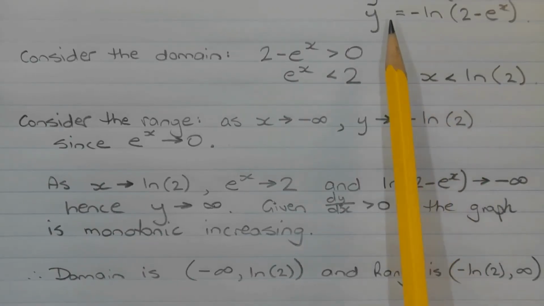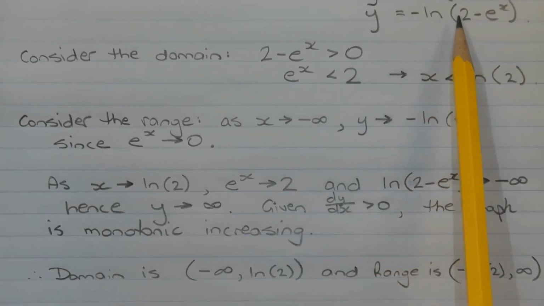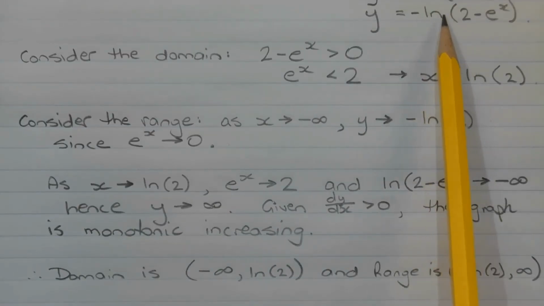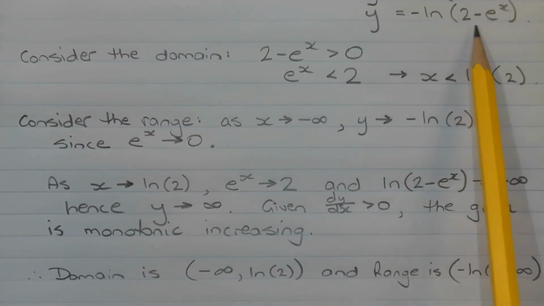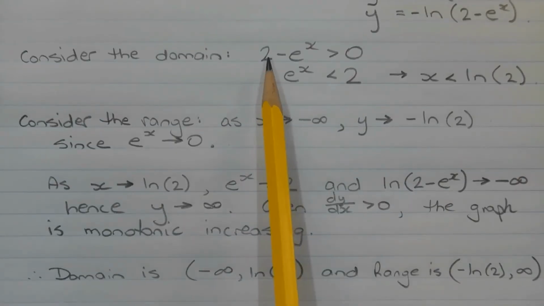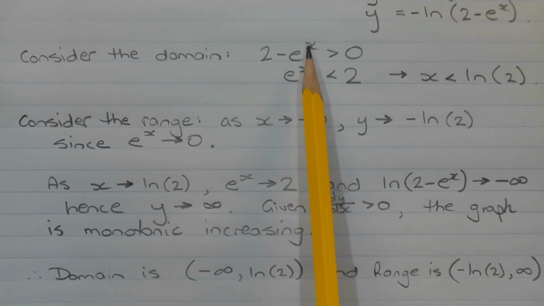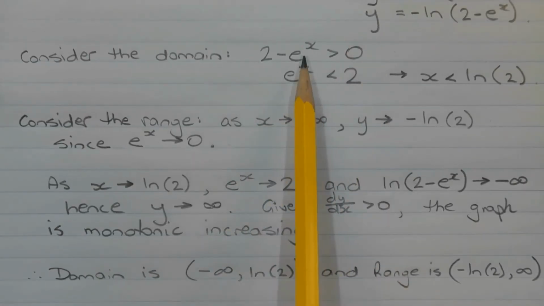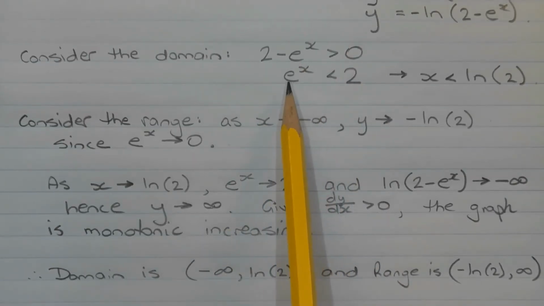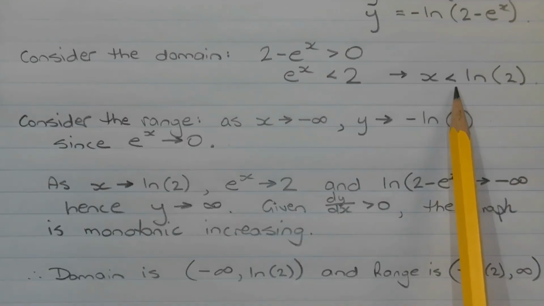Consider the domain of the function y equals negative ln of 2 minus e to the power of x. Now an ln function expects a value that's greater than 0. That means 2 minus e to the power of x has to be greater than 0. Rearranging this inequality to isolate e to the power of x, we get e to the power of x is less than 2, and taking the natural logarithm of both sides, we get x is less than ln of 2.